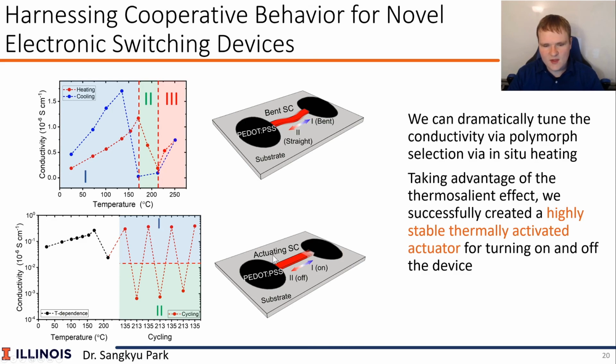And then we were able to take advantage of the fact that between 1 and 2, there is a significant decrease in the length of the crystal. So we formed this system where at polymorph 1, the crystal is bridging the two PEDOT:PSS spots. But once we form polymorph 2, the crystal shrinks and cuts off interaction to one of the edges of the PEDOT:PSS. And using this, we were able to make a highly stable, thermally actuated device, where we could turn it on and off just by switching back and forth between polymorphs.